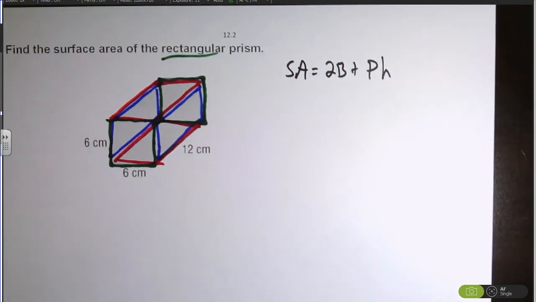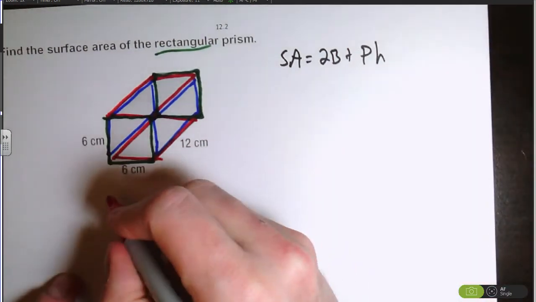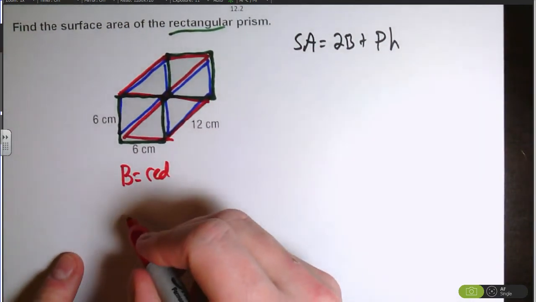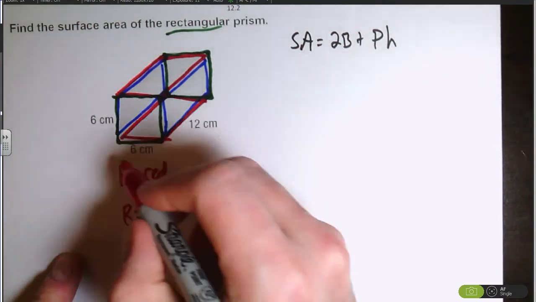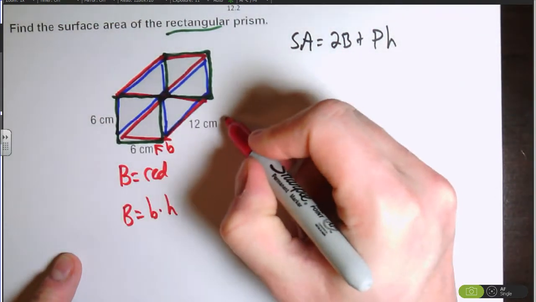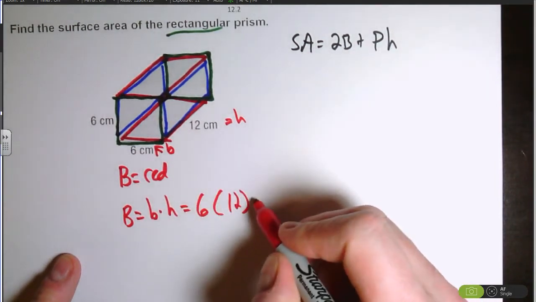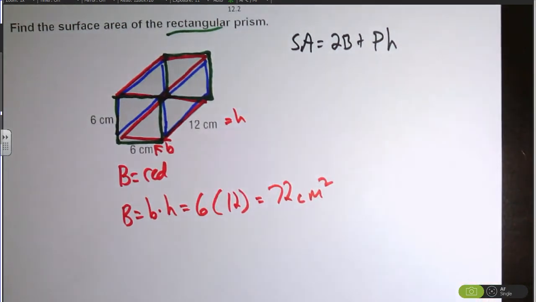So I'm going to use the one in red as the base. Okay, so the base equals the red rectangles. So for the area of the base, it's a rectangle, so it's base times height. We'll call this the base. We'll call that the height. So it's 72 square centimeters for the base of the rectangle.